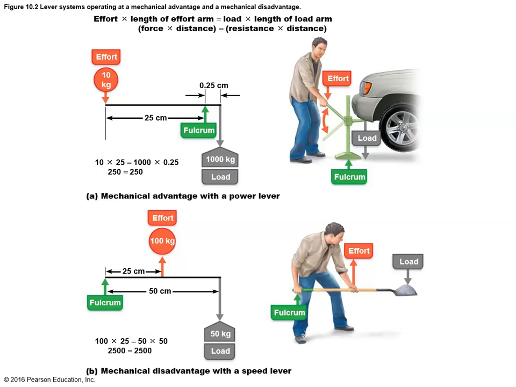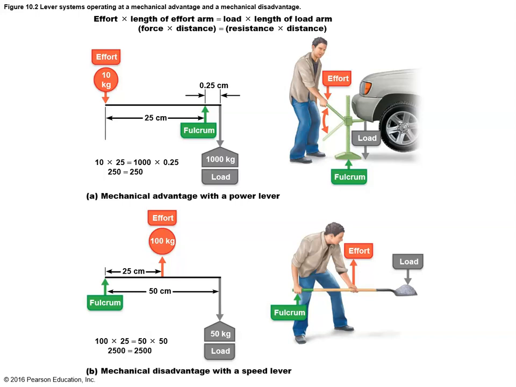Muscles work in association with bones to form levers, and levers are really the movements of your body to achieve work. So these levers, we could talk about your elbow, your wrist, your knees, something like that, can be one of two different types. They can either be a power lever or a speed lever.